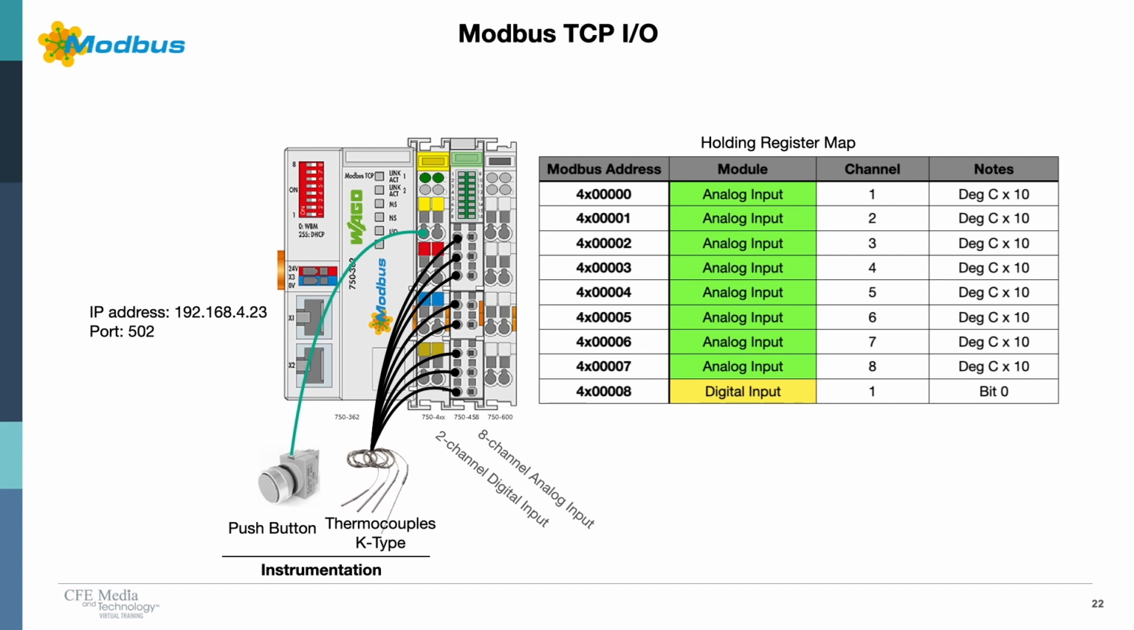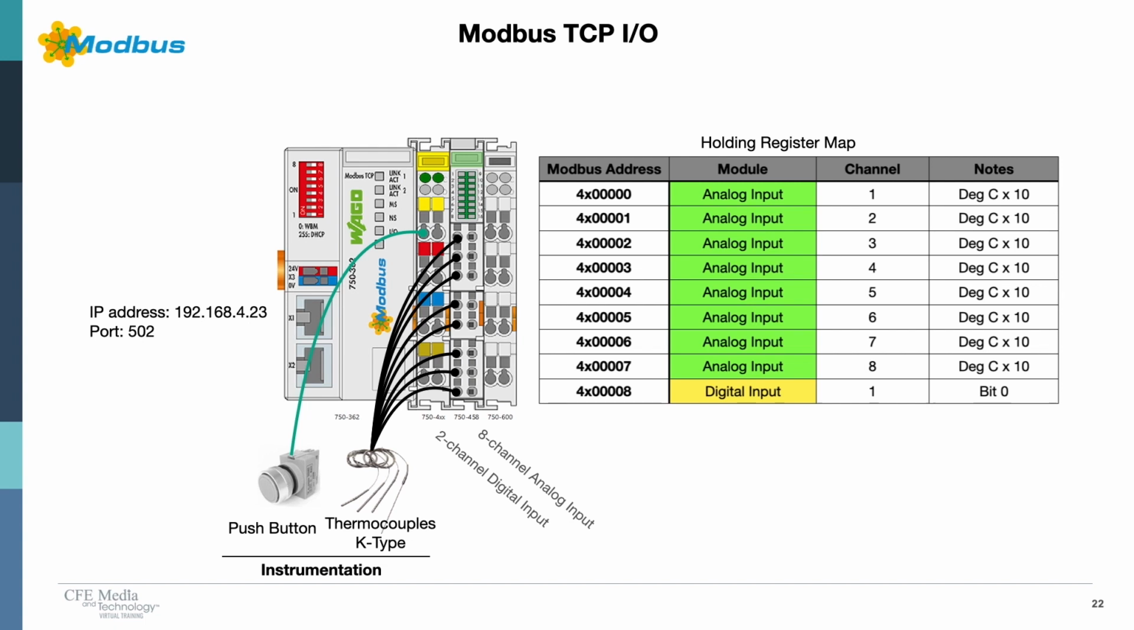We're only going to be reading the first 4 channels. This particular device has an IP address of 192.168.4.23, and the port number is 502. We know that this device maps the I/O points with a certain formula, so Modbus address 0 would be our first analog input, and then the digital points would be in the 9th word of the Modbus register map. So just keep this in mind when we are configuring our Node-RED flow to read these registers.